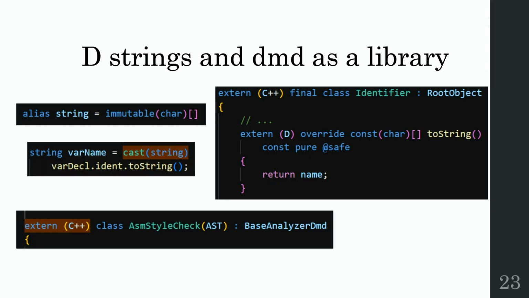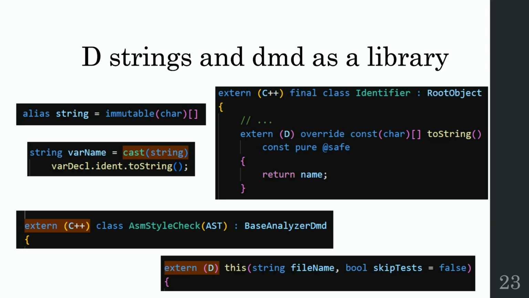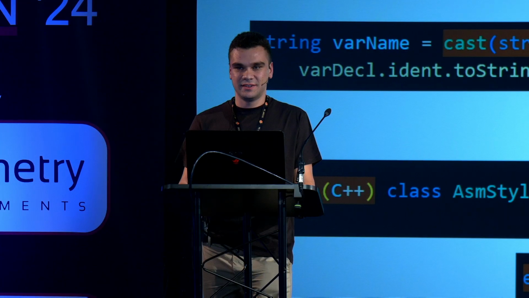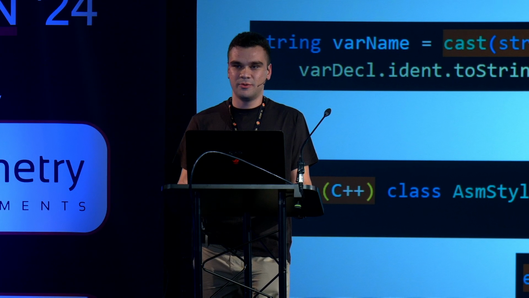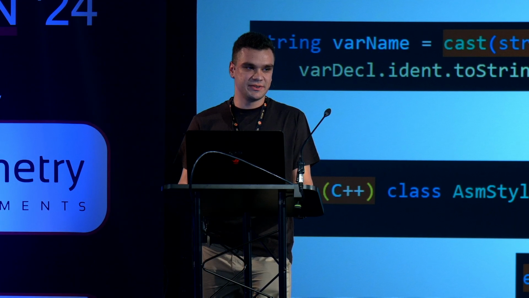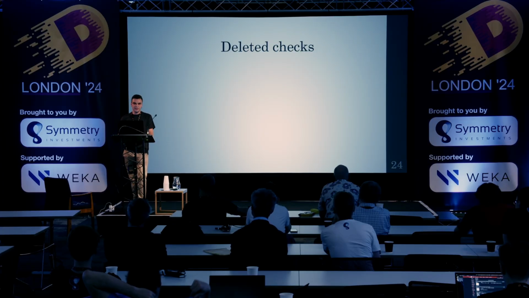Another issue I found is that there's a lot of extern C++ in the DMD-as-a-library classes. So if you want to use those classes in your code, you're going to have to use extern C++ as well. But if you want to use D strings in your function parameters, you're going to have to use extern D. This is not necessarily a big issue, but it can pollute your code if you have a combination of the two, where, for example, you have a check where you have to work much more with strings.